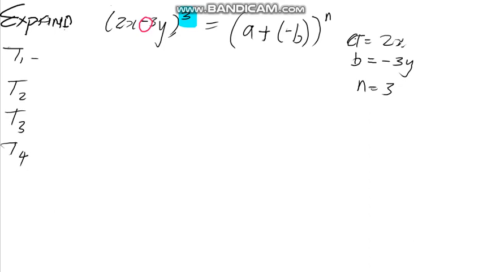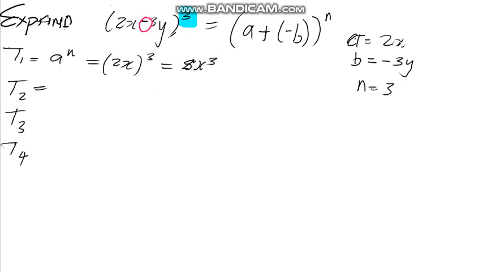So look at this. The first term, t1, is equal to a to the power n. What is your a? You're going to have 2x to the power 3, which is the same as 8x cubed.